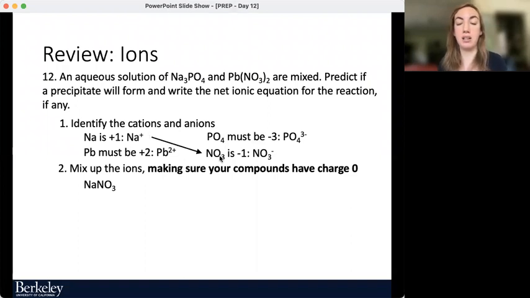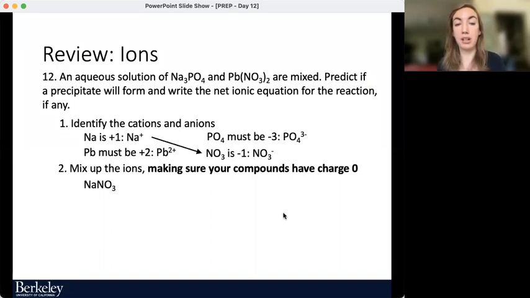So Na and NO3. This is a +1 charge and this one is a -1 charge, so I only need one of each. I'm just going to crisscross them and they're going to pair up with one of each. +1 -1 gets a charge of 0.